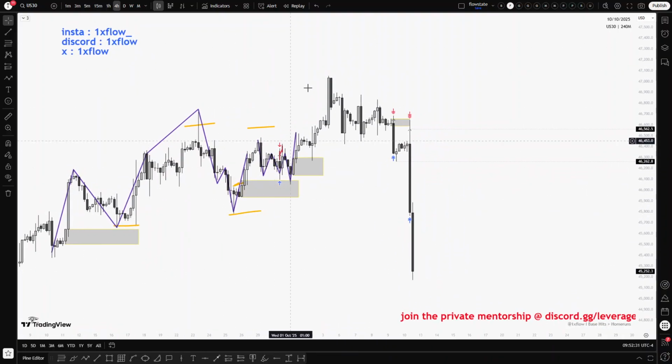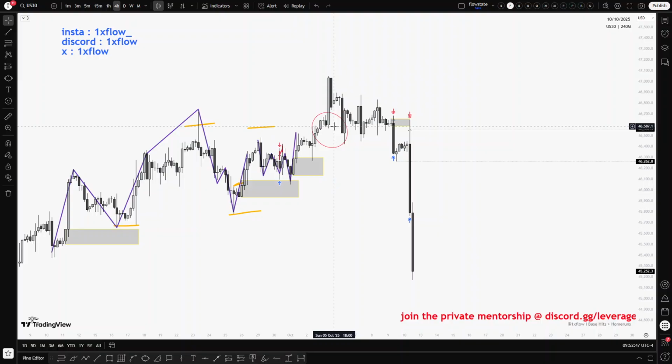So we got the continuation and then our reversal came from that area when we got that break of structure to the downside. Now let me show you guys my lower time frames coming into this area as well, so you can understand when the reversal occurred and how to be able to catch that reversal on a lower time frame scale, because that's exactly what we did.